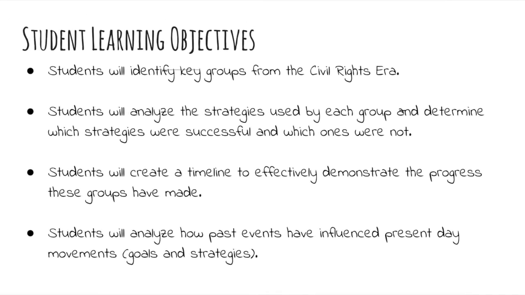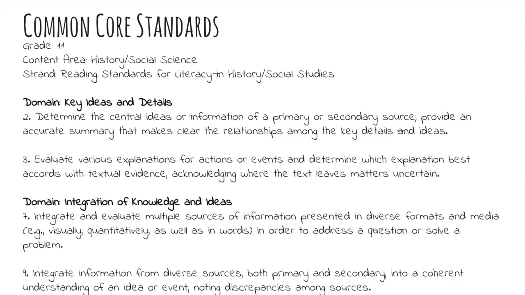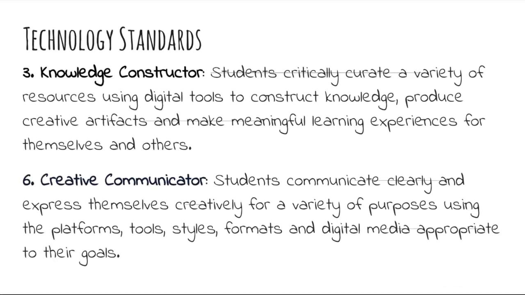By the end of this unit, students should be able to identify key groups from the Civil Rights Era, analyze the varying strategies used by these groups, create a timeline to demonstrate their progress, and analyze how past events are still influencing society today. The lessons in this unit plan align with 11th grade Common Core standards in the area of history under key ideas and details as well as integration of knowledge and ideas. These lessons also follow standards created by the International Society for Technology and Education. The standards included in this lesson are Knowledge Constructor and Creative Communicator.